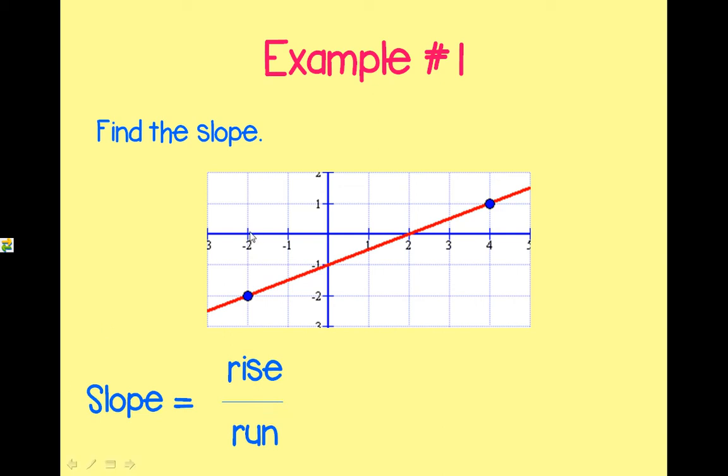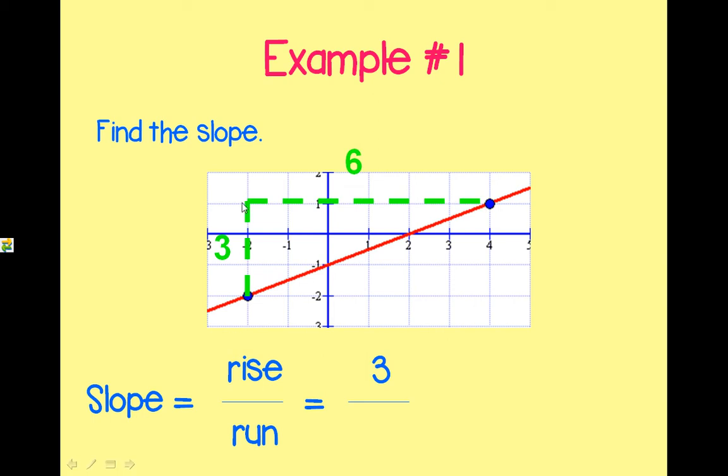Rise means we're going to go up or down, and run means we're going to go right or left. We start at any point and try to get to the other one, rising first, running second. If we start with the left hand point, to rise to the next, we go up 1, 2, 3 blocks. And if we run, we go to the right. Remember, up is positive and right is positive. We go right 6 blocks: 1, 2, 3, 4, 5, 6.